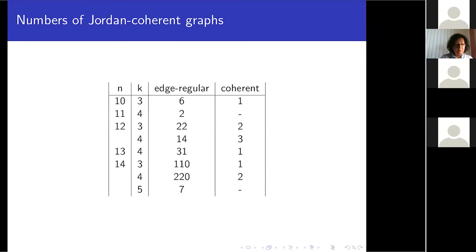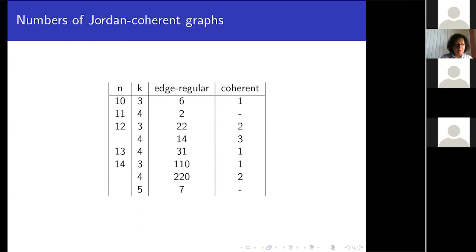And I would be really interested in an example of a graph that is Jordan coherent, but not coherent. I have yet to see something like this, or a proof that they don't exist, of course. Maybe there's an obvious argument why they should not exist.